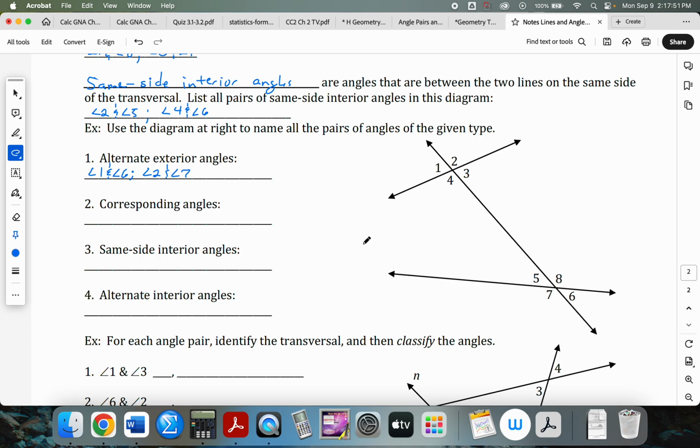So corresponding angles. Who can give me a pair of corresponding angles where they match up in the same location? 2 and 8. Yes, sir. Good. Somebody else give me another pair of corresponding, yes? 3 and 6. Yep. There are others. Hang on just a second. Sasha? 1 and 5? Yes, ma'am. And there's one other one. 4 and 7? Yep.